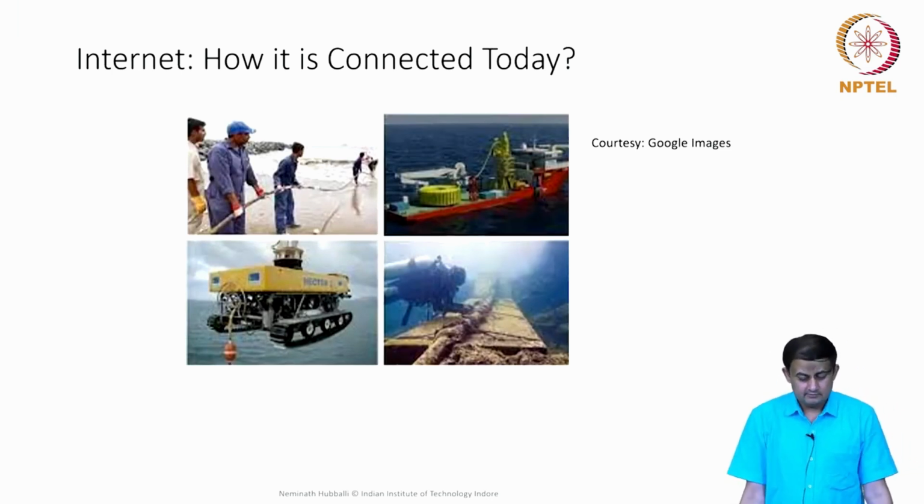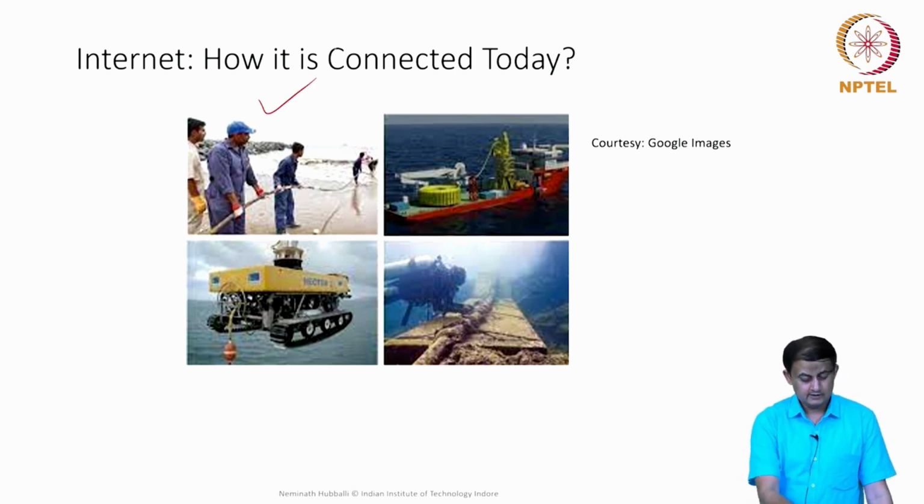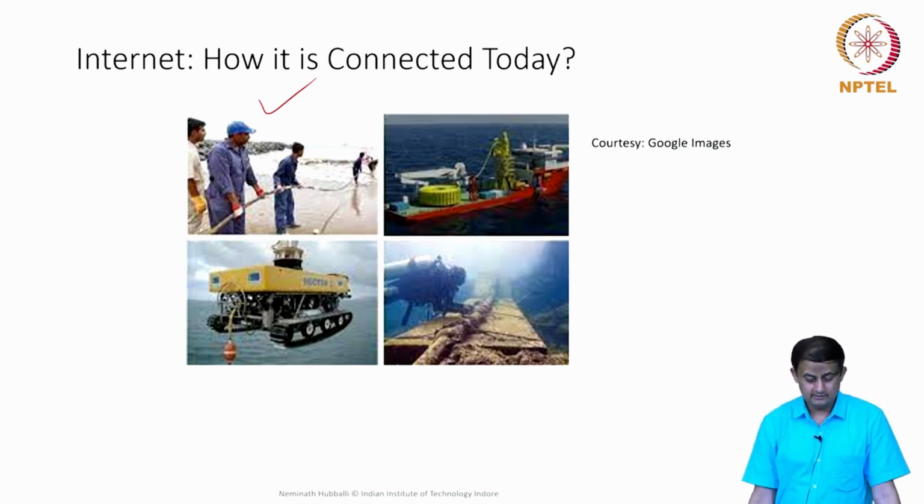So here is a picture of how these undersea cables are laid. On the left hand side of the diagram, you see a set of men who are laying such a cable, and on the right hand side is a ship which is carrying that undersea cable. They are doing the laying operation, and here at the bottom is how the cable looks like, and the typical machine with which that undersea cable is laid.